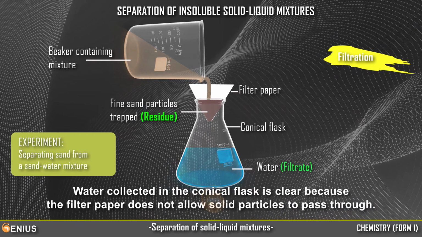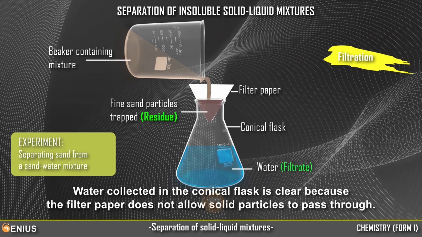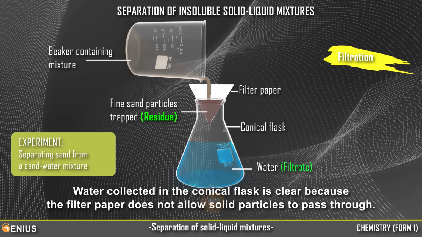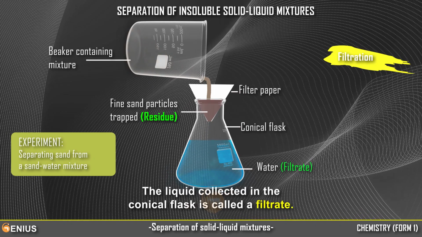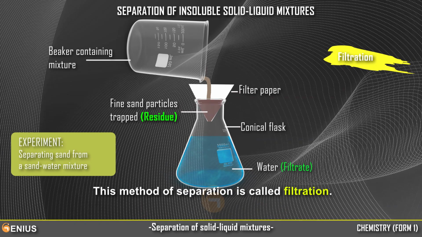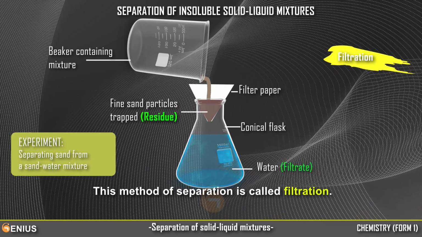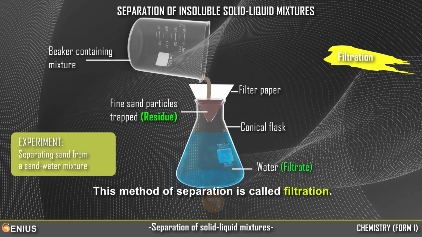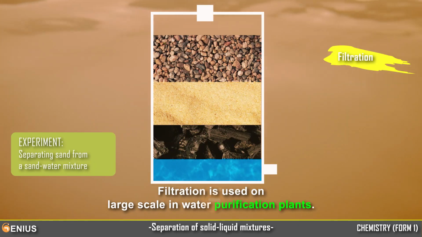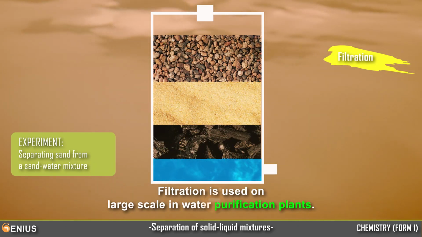Water collected in the conical flask is clear because the filter paper does not allow solid particles to pass through. The liquid collected in the conical flask is called a filtrate. This method of separation is called filtration. Filtration is used on a large scale in water purification plants.